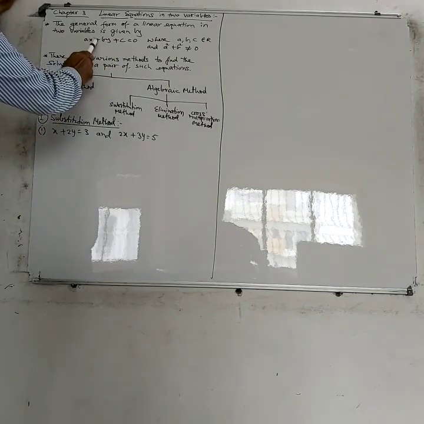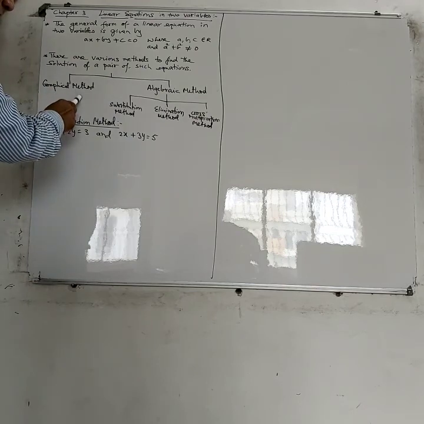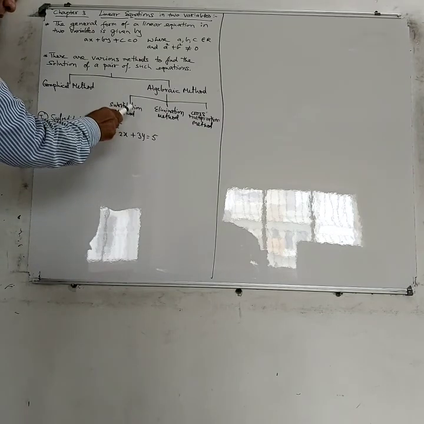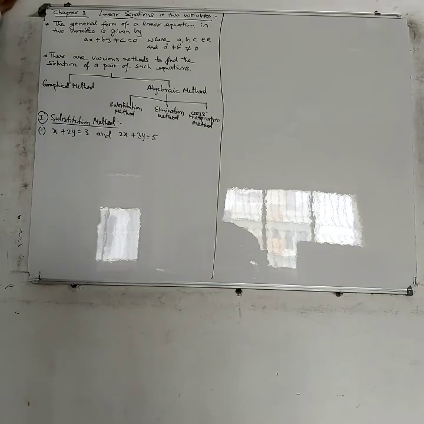If you are given a pair of such equations and you want to find the values of x and y which satisfy the equations, that value of x and y is called the solution of a pair of linear equations. The solution can be found by the graphical method or by the algebraic method. In the algebraic method, you have the substitution method, elimination method, and cross multiplication method. We are going to start with the first method today, the substitution method.